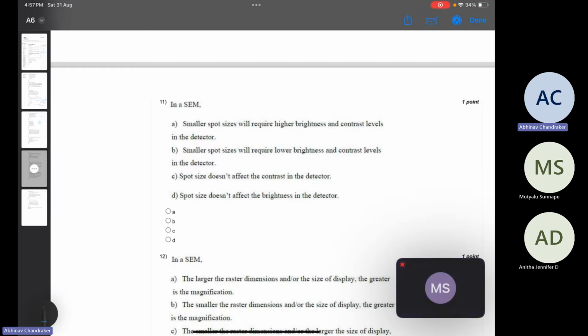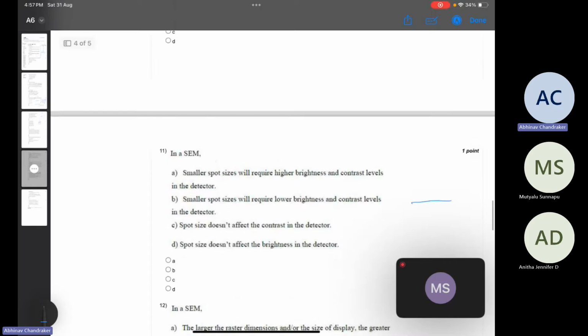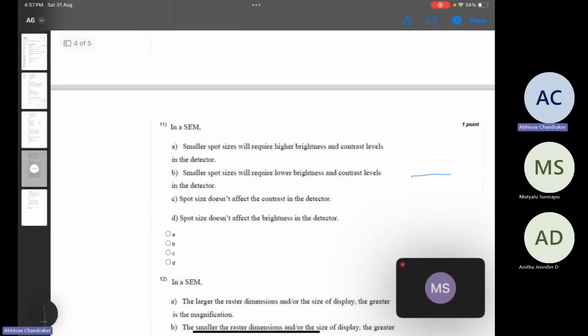The spot size majorly, as I had shown in the previous image, no? The spot size tells you how much of the region of the specimen is interacting with the incoming electron beam. So if it is smaller, the interaction will happen in a smaller cross section, and the interaction volume will also have a smaller neck here.